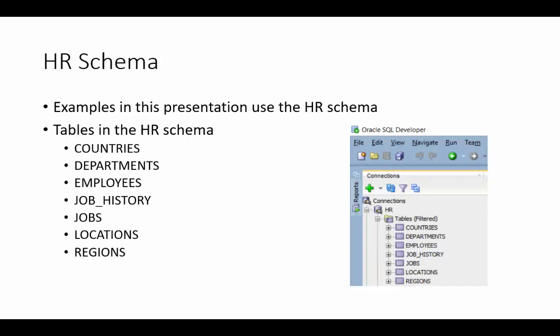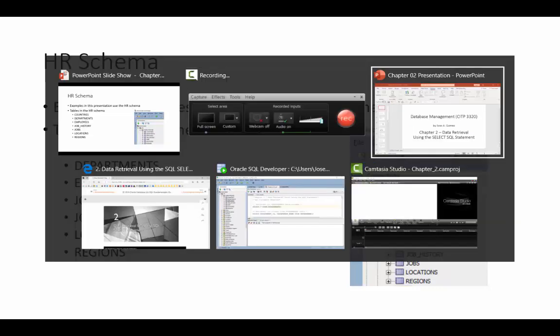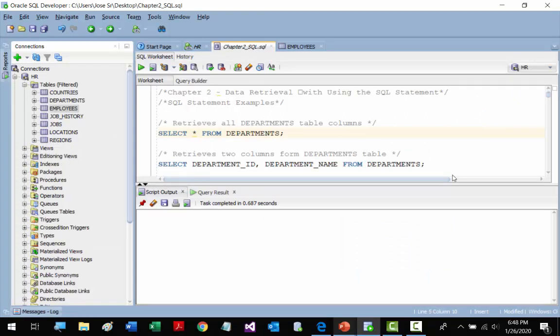The HR schema. This is an example database that Oracle provides and students can use. It's made up of 7 tables. It has the countries, departments, employees, job history, jobs, locations, and regions table. I'm going to go to SQL Developer real quick and show you what these tables look like. So we're here in the HR schema and we have the 7 tables listed here.